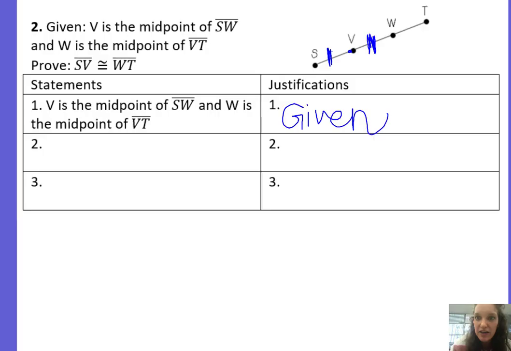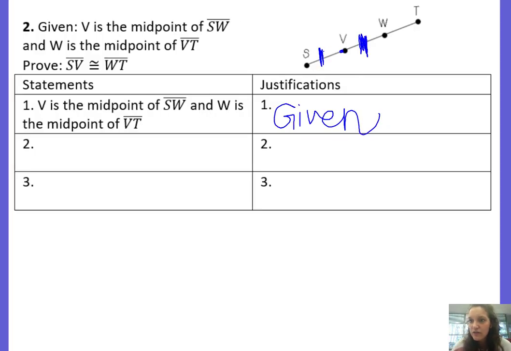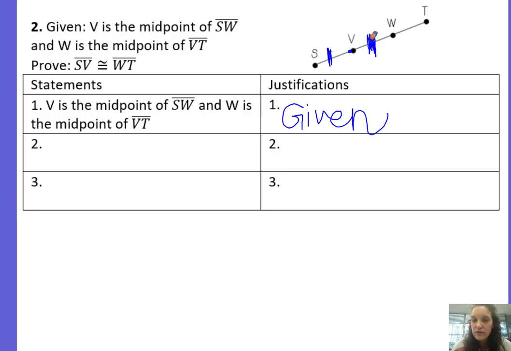and that's supposed to be just one tick mark, but my touch screen is being silly. I don't want you to think that it's two tick marks. I'm going to erase it and try it again. Okay, segment SV is congruent to segment VW. Better, much better.